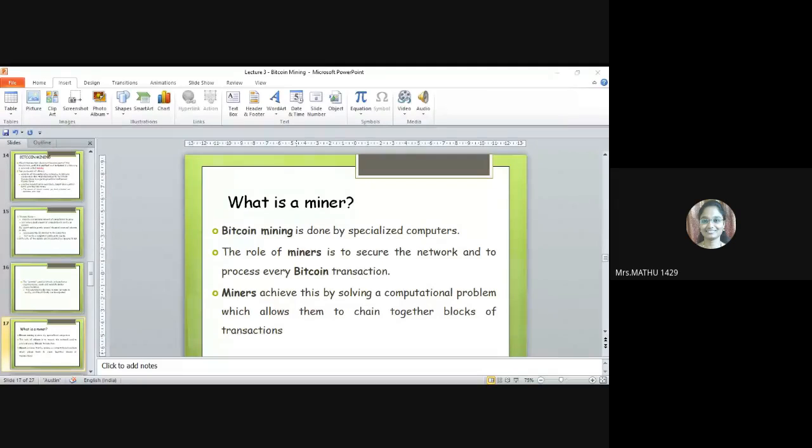And the role of these miners is to secure the network. That's what we saw in the previous slide. Every transaction has to be validated. This validation is done by the miners by solving that puzzle. Once this is validated, the transaction will be included in the block, and that block will be added to the blockchain along with the other blocks.